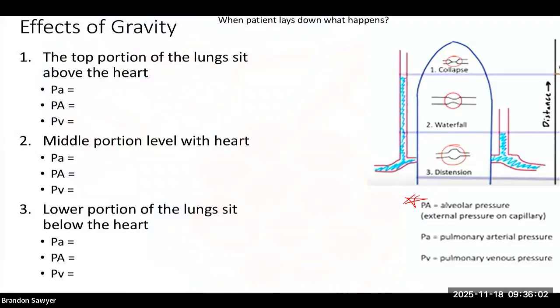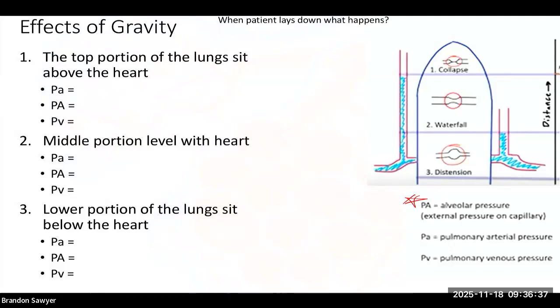The P with the big A is the alveolar pressure. That's the pressure of the air around the capillaries and what effect that has on the capillaries. And the P with the small v is the pressure on the other side of the capillary bed, over here on the venous side. So those are the three things to think about. We'll start at the top part of the lungs, which corresponds with the one up there.